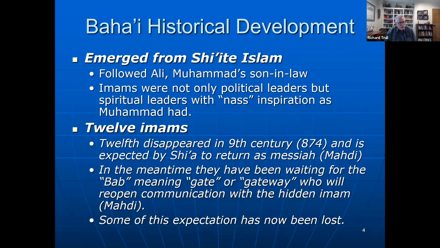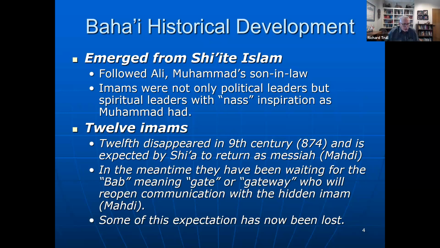It emerged from Shiite Islam, which followed Ali, Muhammad's son-in-law. Imams were not just political leaders, but spiritual leaders, which had nas, or what we would call inspiration, as Muhammad had. And we talked about this in the difference between Shia and Sunni Islam. On the Shia side, these imams are prophets with inspiration, and they speak for God, and not just like Christians talk about our preachers. They're much more than that. And this Bahai faith came from this side.